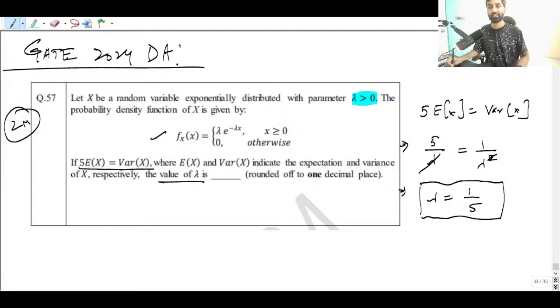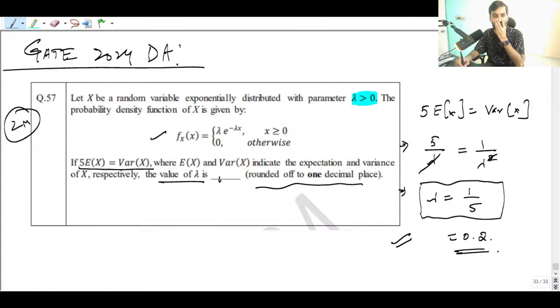So did you get the answer or not? See, up to 1 decimal you have to find. So it is nothing but 0 point something, 0.2. So the answer will be 0.2. How much did it take? 10 seconds.